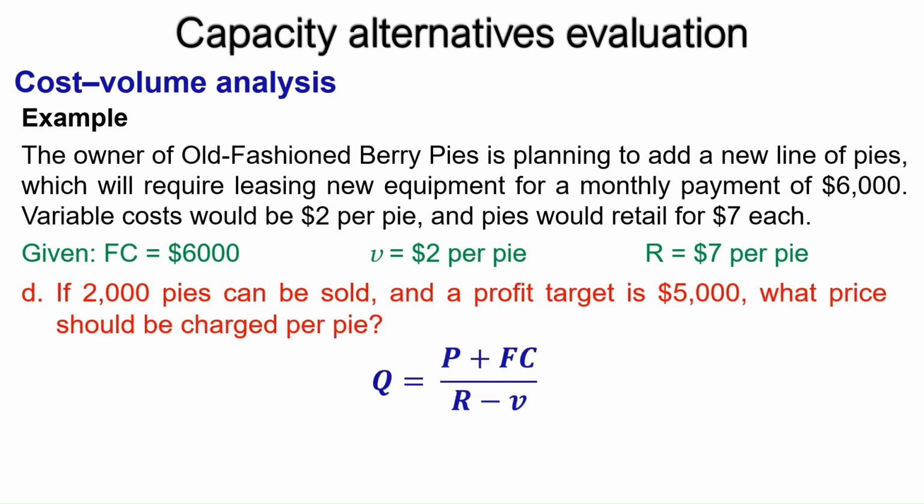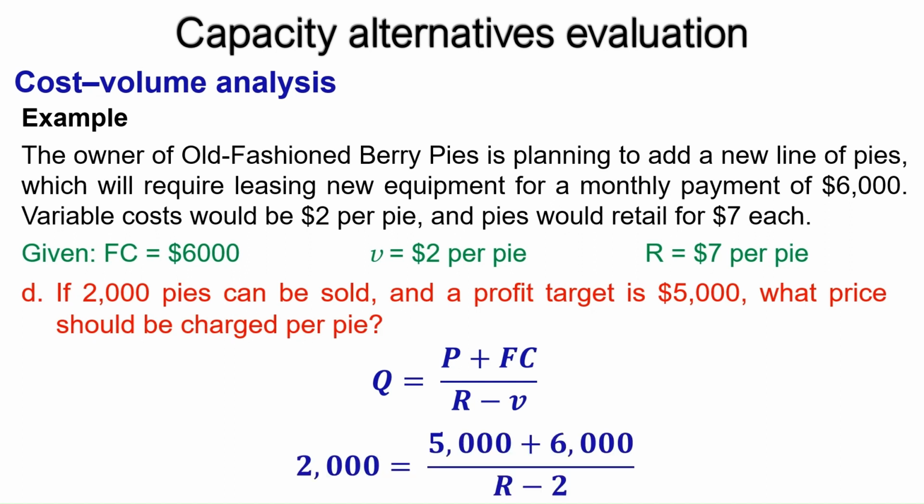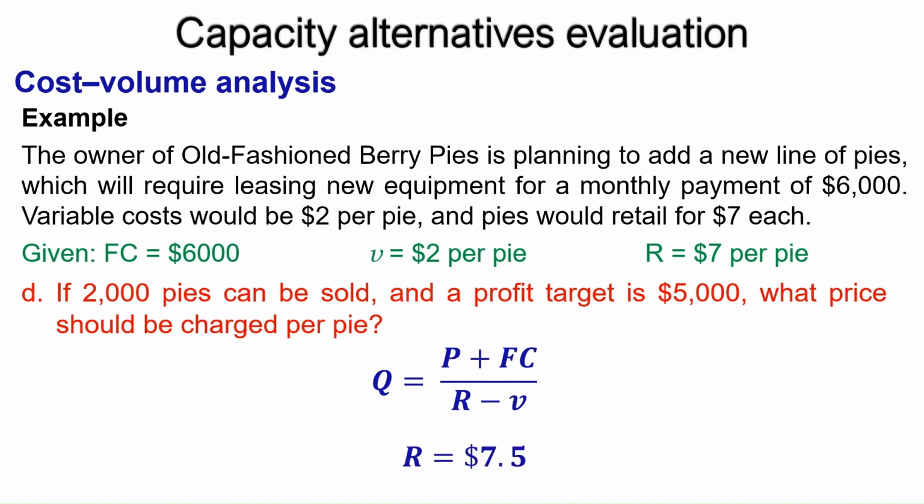The last question is to find the pie price, or the revenue per pie, R, if they sold 2,000 pies and aim to obtain a $5,000 profit. Using the same formula, substitute the given values. 2,000 equals (5,000 plus 6,000) divided by (R minus 2). Solving this for R results in R equals $7.50. So, to sell 2,000 pies and obtain a $5,000 profit, the pie price has to be $7.50.